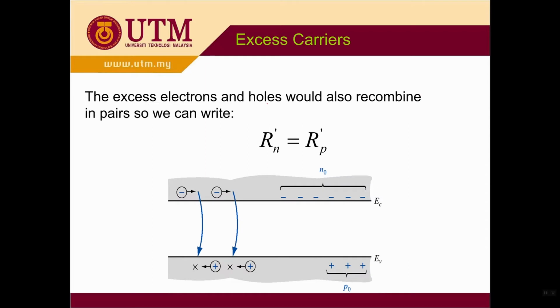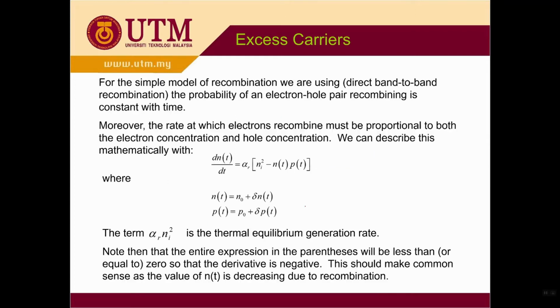The excess electrons and holes will also recombine in pairs, similar to Gn prime and Gp prime. So now we have Rn prime and Rp prime, and here we write using capital R. When they lose energy, electrons will travel from the conduction band and drop down to the valence band, and they will recombine again in the valence band.